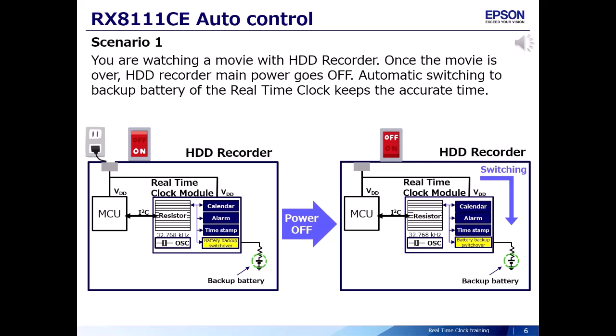Scenario 1. You are watching a movie with HDD recorder. Once the movie is over, HDD recorder main power goes off. Automatic switching to backup battery of the real-time clock module keeps the accurate time.